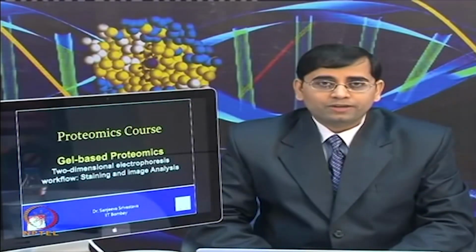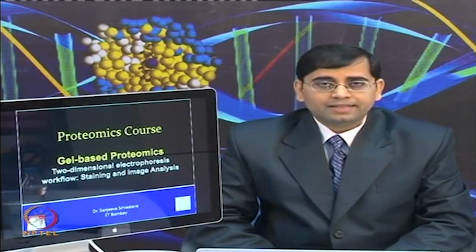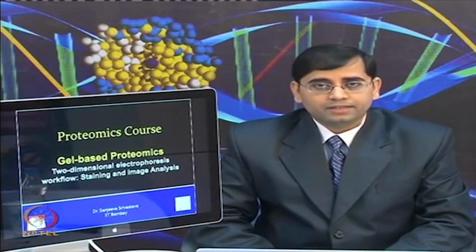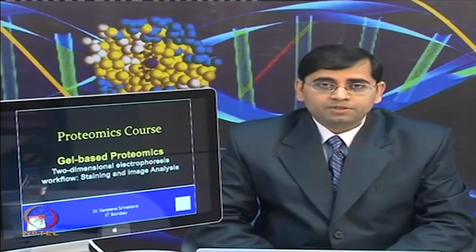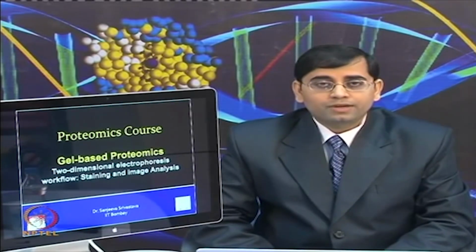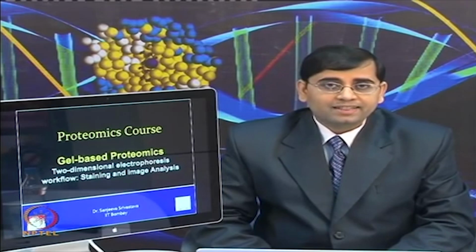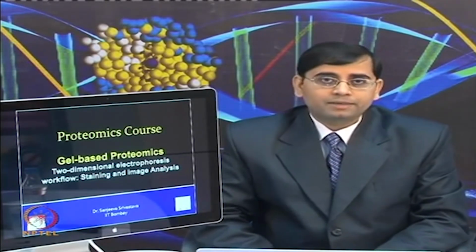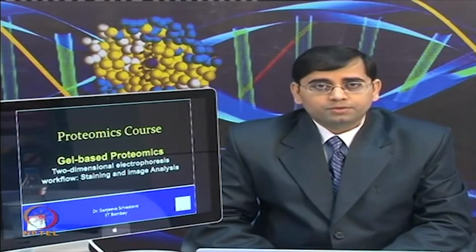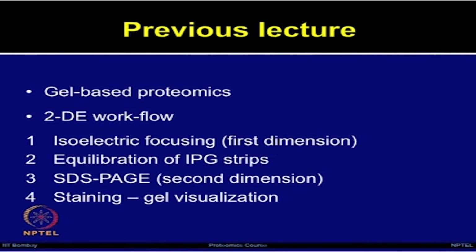I gave you a stepwise method in which the first step was isoelectric focusing, the second step equilibrating the immobilized pH gradient strip to make it compatible for the second dimension separation in SDS PAGE. Third step was SDS PAGE to separate proteins by molecular weight. Fourth, you would like to visualize your protein spots on the gel. So, staining methods. In the last lecture, we discussed two staining methods. One was Coomassie brilliant blue, the other silver staining. So, now in the same workflow, today I will continue on different types of staining methods.